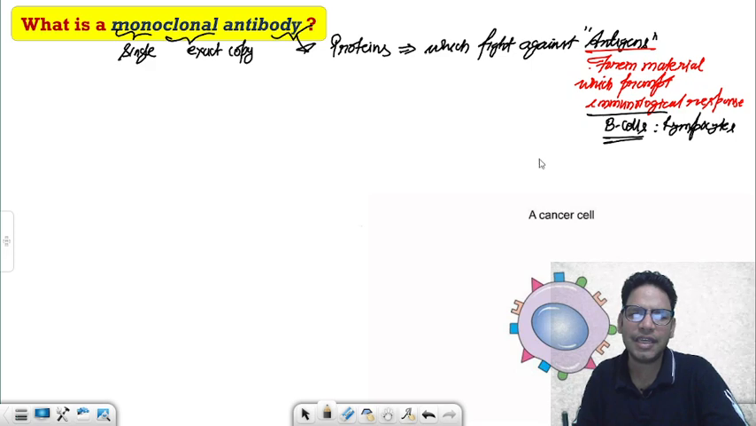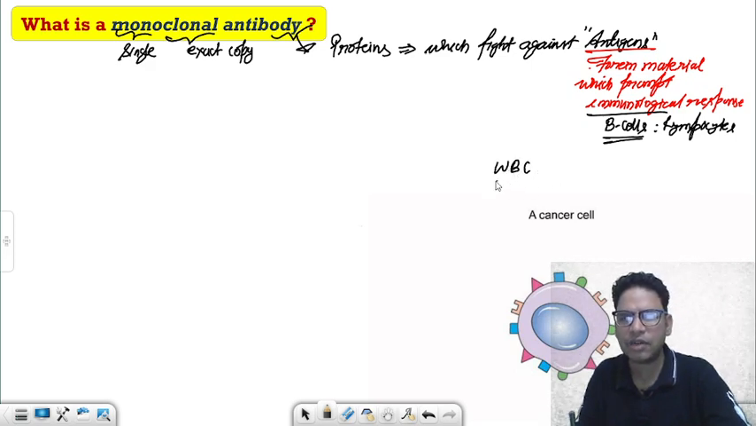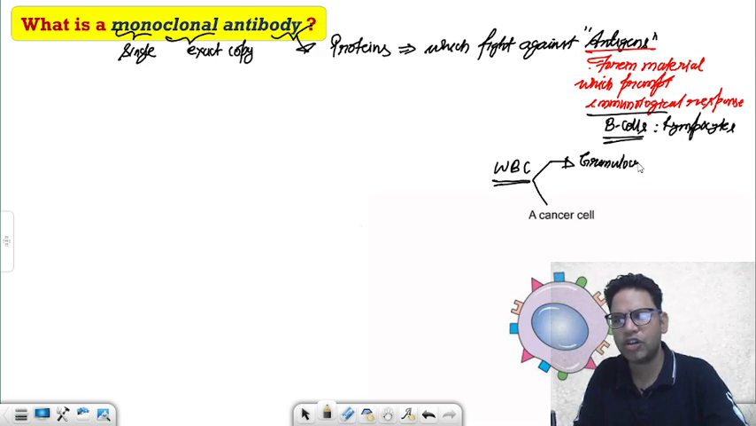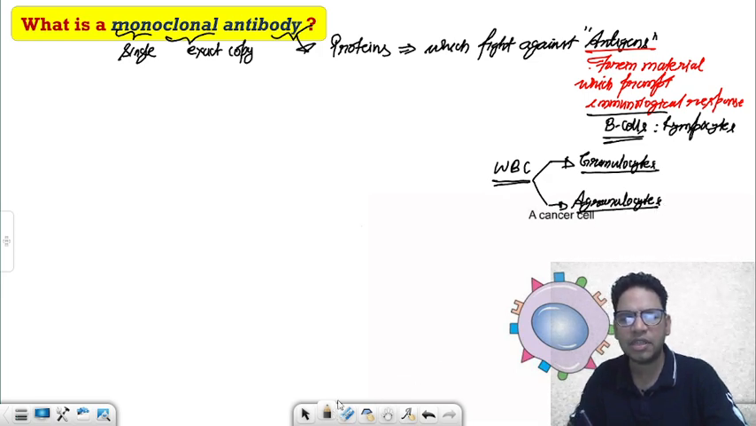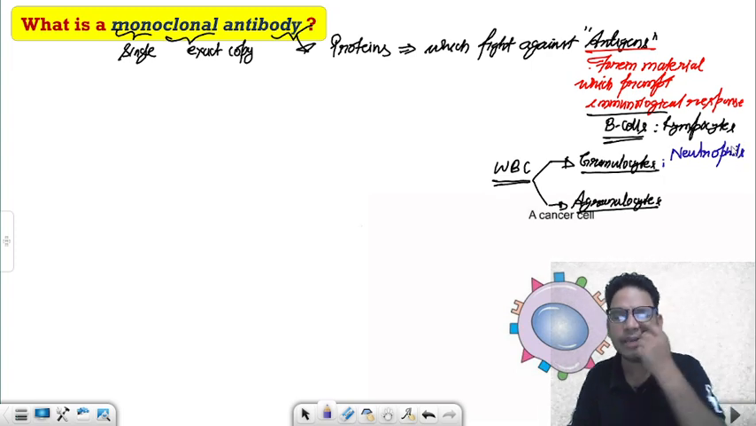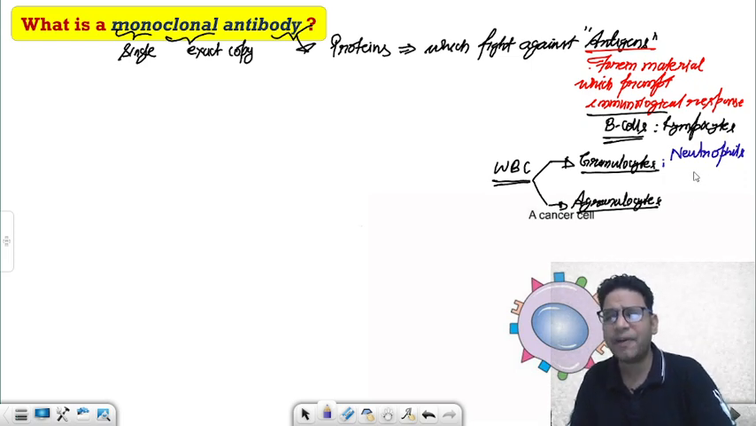If I give you the basic idea of WBCs, there are 5 types of cells in WBCs. One division is granulocytes, which are granular-like structures, and the others are agranulocytes. Granulocytes are of 3 types. They produce different sorts of defense, like neutrophils. You must have seen neutrophils in blood reports. They fight against infection.